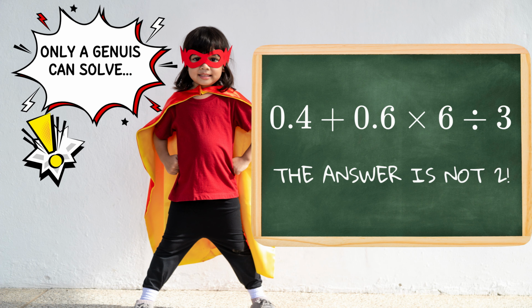Can you find the answer to this problem? Only a genius can solve. 4 tenths plus 6 tenths times 6 divided by 3. The answer is not 2.